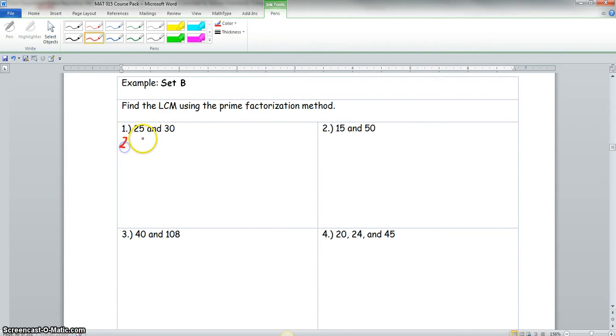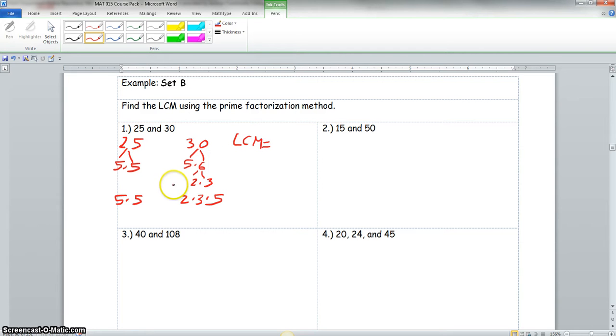The first thing we do is find the prime factorization of 25 and also 30. Now we know the prime factorization of 25 is 5 times 5. For 30, we can have 5 times 6, and 6 breaks down to 2 times 3. So the prime factorization of 30 is 2 times 3 times 5, and the prime factorization of 25 is 5 times 5. Now, to build our least common multiple, I'm going to write it off to the side here.